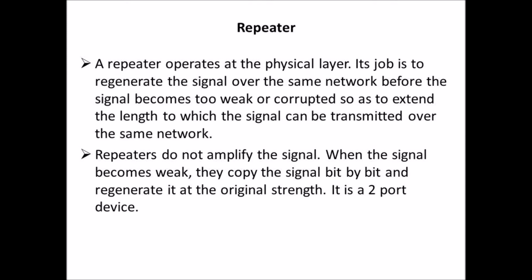First one, repeater. A repeater operates at the physical layer. Its job is to regenerate the signal over the same network before the signal becomes too weak or corrupted, so as to extend the length to which the signal can be transmitted over the same network. Repeaters do not amplify the signal. When the signal becomes weak, they copy the signal bit by bit and regenerate it at the original strength. It is a two-port device.